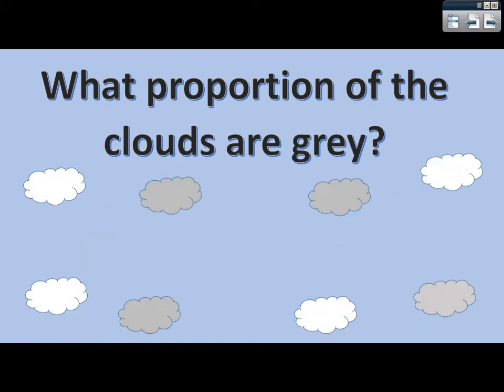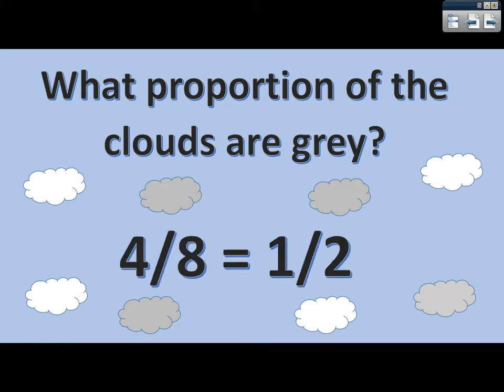Next one. What proportion of the clouds are grey? This won't take long. 4 out of 8. You can simplify that, can't you? They both divide by 4. Half of the clouds are grey. And you know in daily life that people will say things like this. If they looked at the sky, they probably wouldn't say 4 out of 8 clouds are grey. They might just say half of the clouds are grey. People often simplify it in their daily lives.